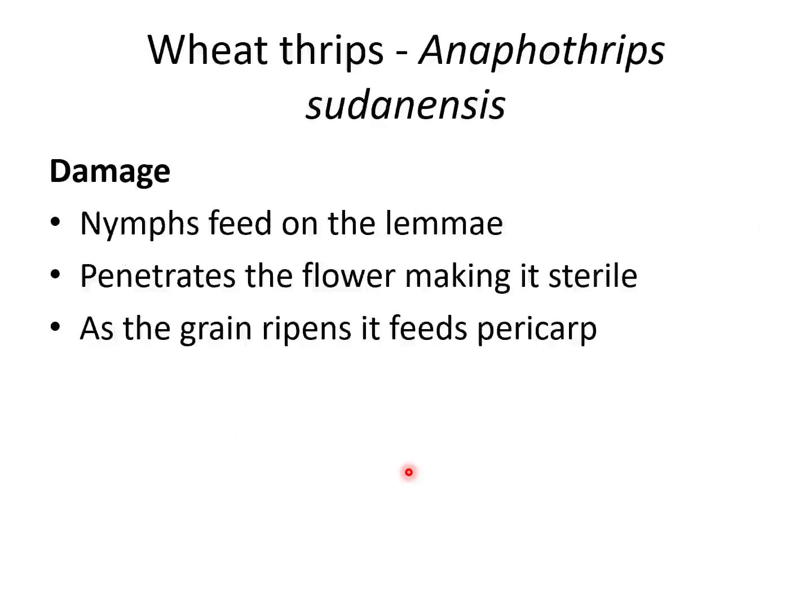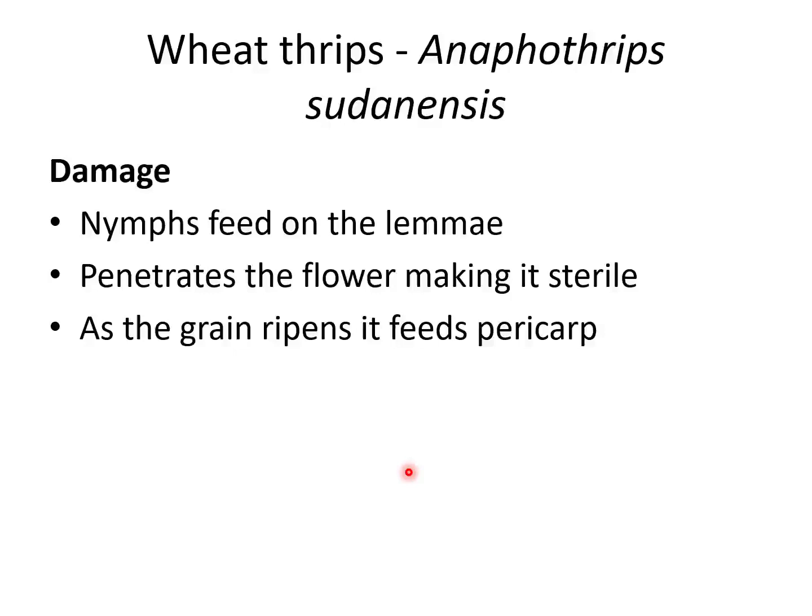Coming to the next pest, that is wheat thrips, Anaphothrips sudanensis. It is a minor pest but slowly emerging as one of the major pests of wheat. Here the nymphs feed on the lemma. You might have studied the floral biology of wheat, lemma, palea, etc. So the nymphs feed on the lemma, and the thrips penetrate into the flower and feed from inside the flowers, and because of its feeding, the flowers become sterile. If the grain has ripened, it starts feeding on the pericarp.